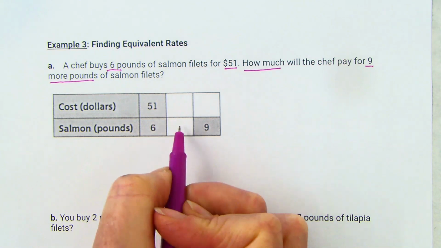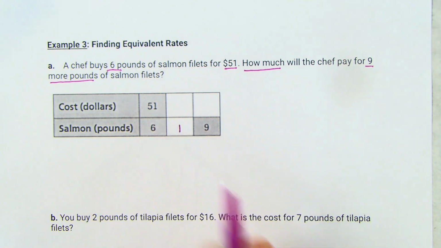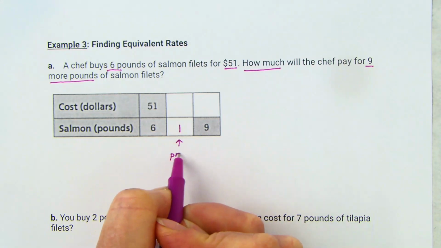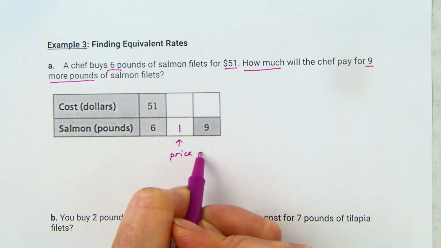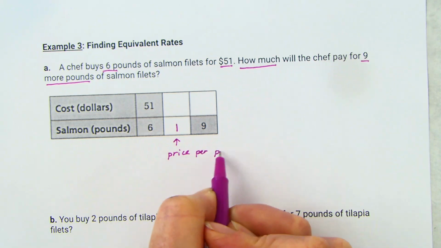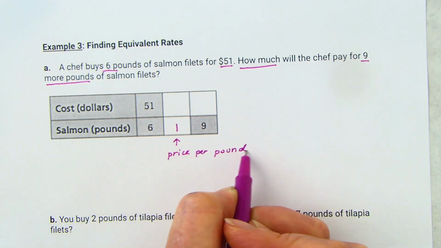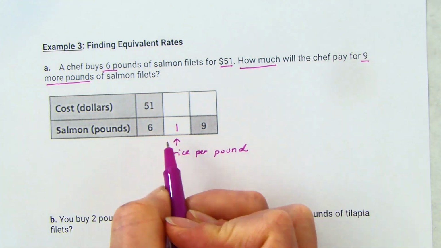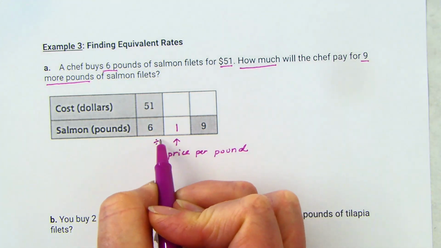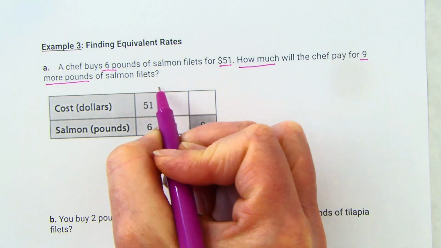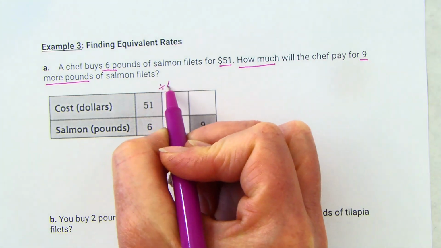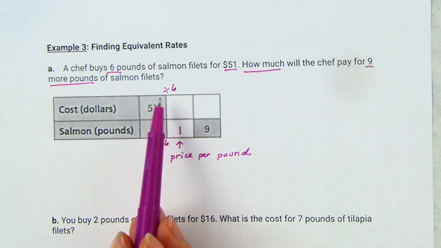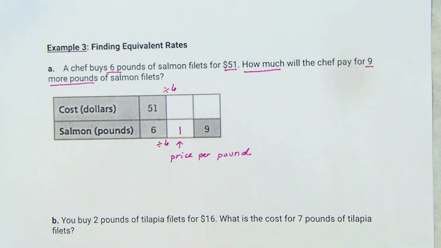Oh, I could use the unit rate and find out how much it is for 1 pound. That's the price per pound. And then I could use the price per pound to find out how much it is for 9 pounds. So how do I get from 6 to 1? Oh, I have to divide by 6. And here I'm also going to divide by 6. So just like in fractions, whatever you do to the denominator, you do the same thing for the numerator.